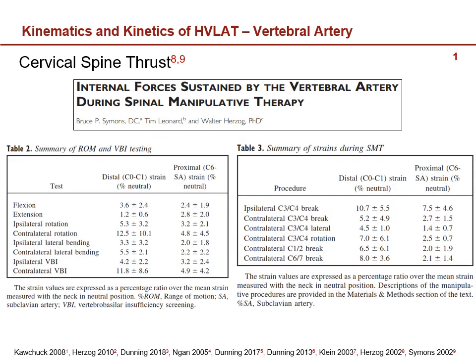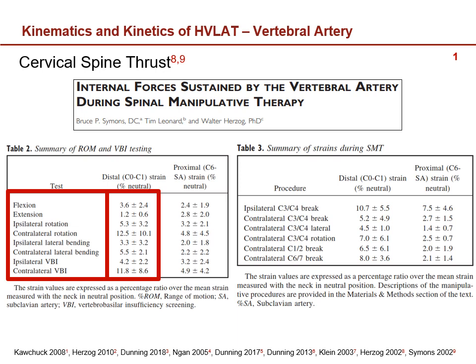Okay, and so here are the results laid out in Table 2 and Table 3. In Table 2, they did a summary of range of motion and VBI testing and looked at the percent of strain on the C0, C1 strain, or the V3 segment, as well as that of the lower portions of the spine. And here are the tests: flexion, extension, ipsilateral rotation, contralateral rotation, ipsilateral side bend, contralateral side bend, and then the VBI testing. And what we can see is that the distal strain, or the percent from neutral, is the highest.